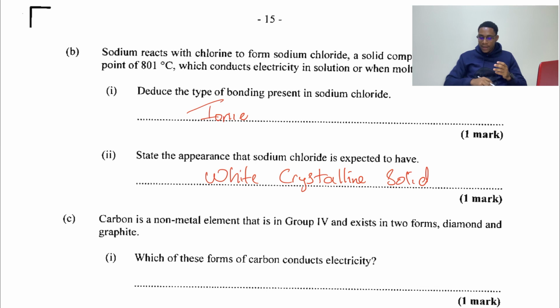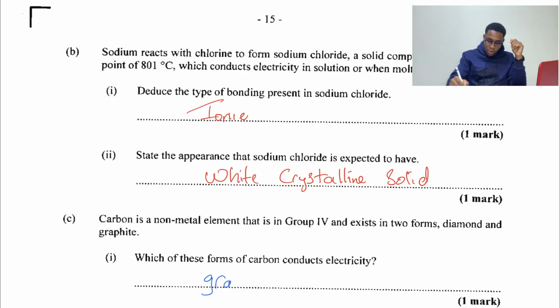State the appearance that sodium chloride is expected to have. We all know what salt looks like, I hope. It's a white crystalline solid. There we go. Question C. Carbon is a non-metal element that is in group 4, and it exists in 2 forms, and those are diamond and graphite. Now, which of these forms conducts electricity? And I hope you guys have the same answer that I have in my head. The answer here would be graphite. Why is that? See, electron.